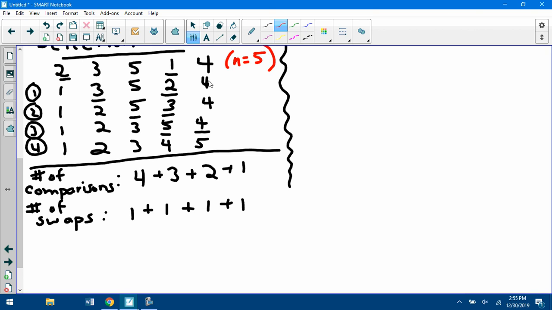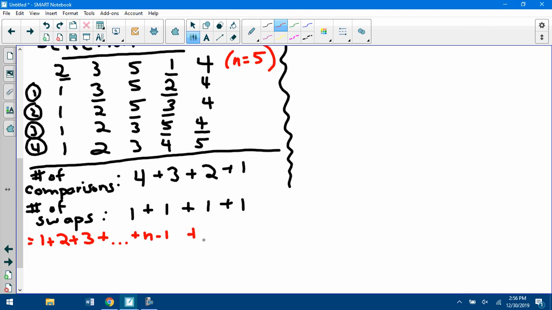What if n was n? How many comparisons would I have? When n was 5, I had 1 plus 2 plus 3 plus 4. If n was 10, it'd be 1 plus 2 plus 3 plus 4 plus 5 plus 6 plus 7 plus 8 plus 9. If n was just n, it'd be 1 plus 2 plus 3 all the way up to n minus 1.